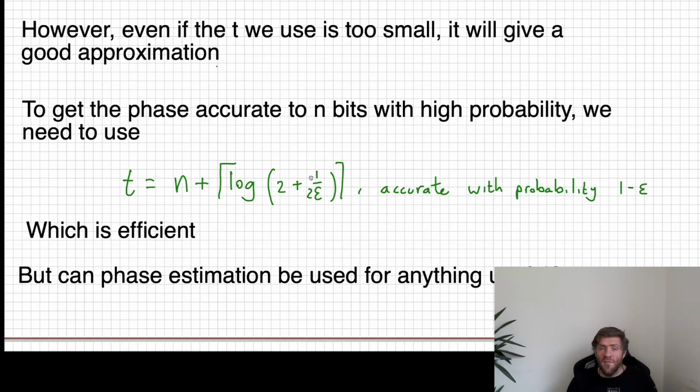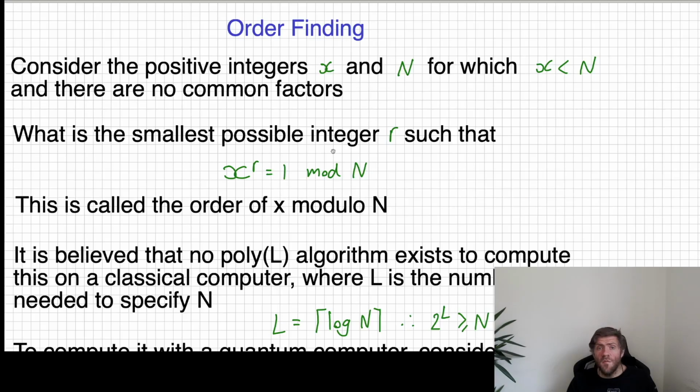However, can we use this phase estimation for anything useful? Is there ever any time that we actually want to get these phases out? You might think one application is physics stuff, probably. And yeah, that's true. But there are also applications that are abstract mathematical problems, and we'll look at one of those now. So, order finding.